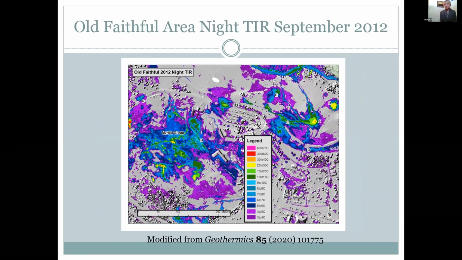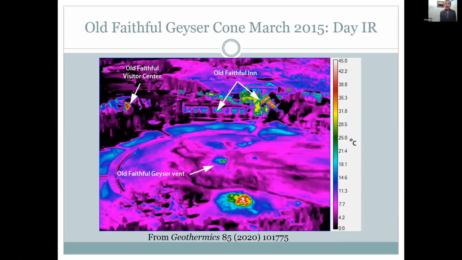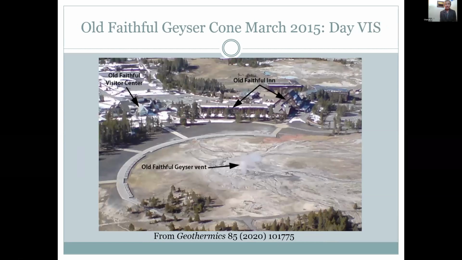During that survey in March 2015, could you go back to the previous slide, please? Thank you. So this is the daytime visible image, and the next slide is the same area, but a daytime thermal IR image. Next slide, please.